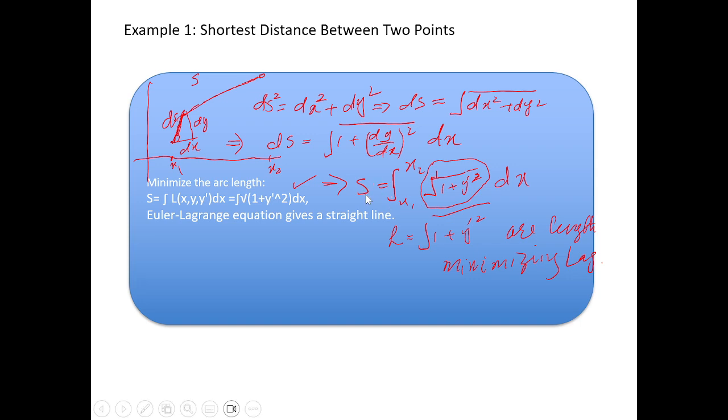So we will find the Euler-Lagrange equation. The Euler-Lagrange equation gives a straight line over here. So what will be the shortest distance between these two points? That shortest distance will be given by the straight line, and you see we will define the Euler-Lagrange equation for this Lagrangian, and then solve the equation that will give us a straight line.